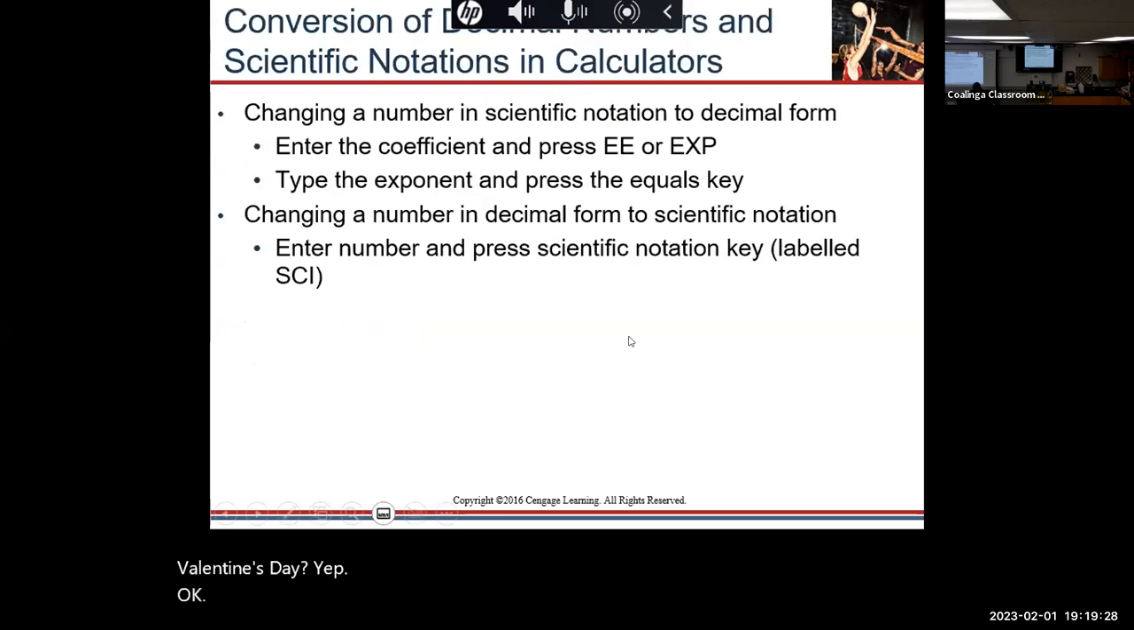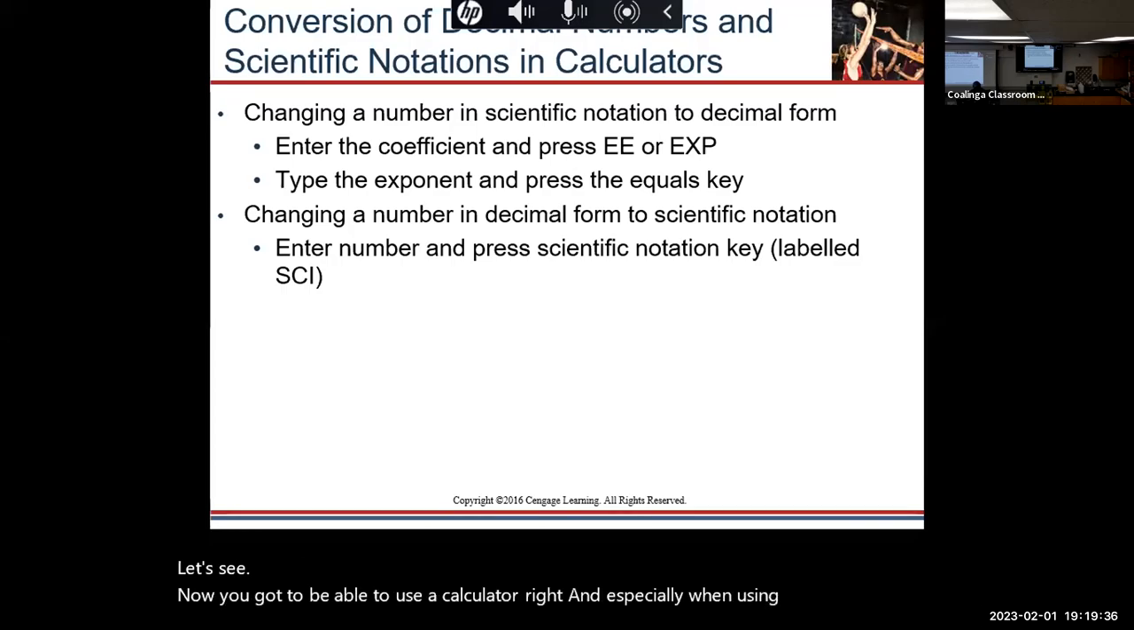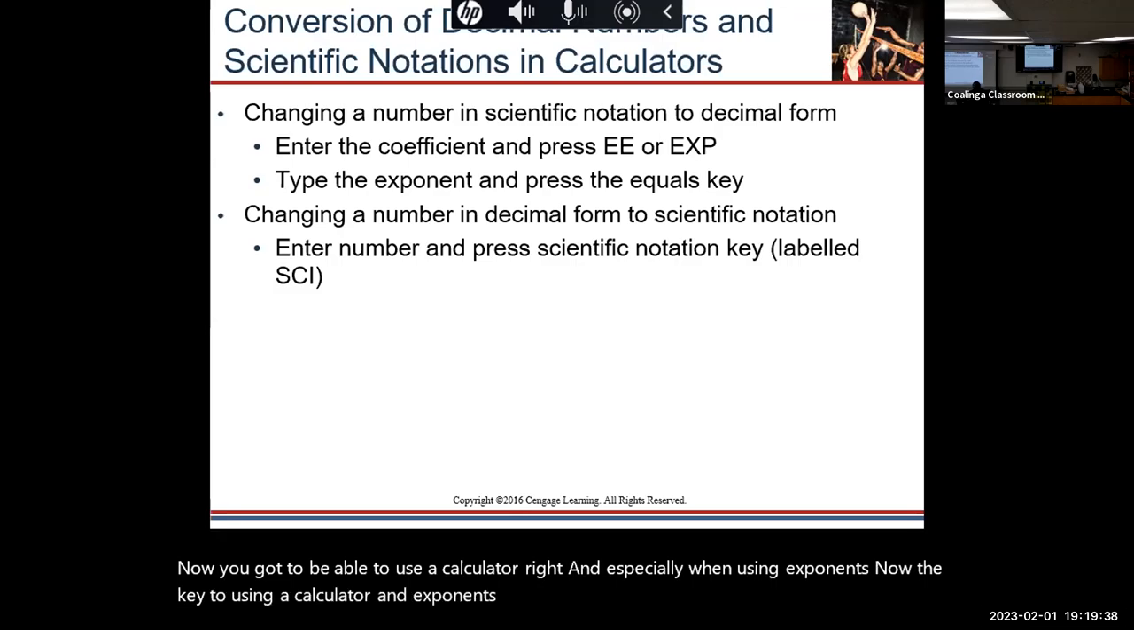Okay. Let's see. Now, you've got to be able to use a calculator, right? And especially when using exponents. The key to using a calculator with exponents is that you've got to know certain keys, right? Depending on the calculator that you have, you're going to be using either EE.